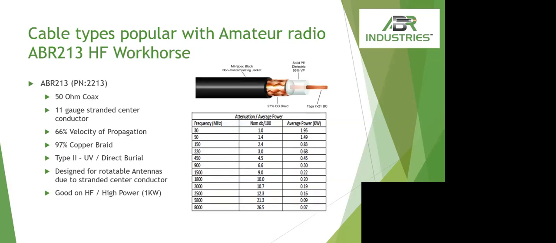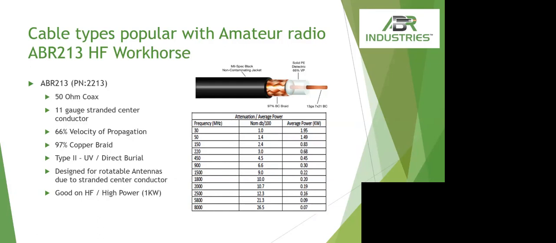Next is the 213. People look at this and say, why do I want the 213 product? Well, that's because RG213 is an HF workhorse. It's designed specifically to be used in a lot of the HF applications, 30 megahertz and below. The reason is the heating and cooling effect that happens when you transmit and receive, especially nowadays with more digital modes and applications out there and people using CW on high power.